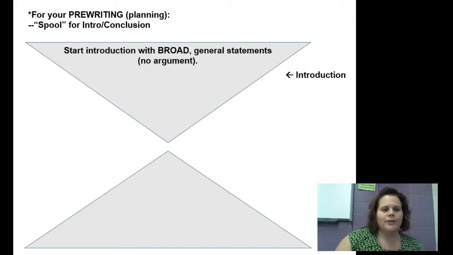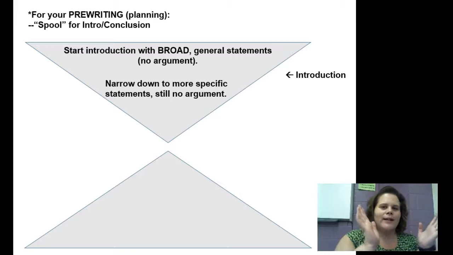So the first thing you want to do is start broad. This does not mean you talk about yourself. It doesn't mean you ask questions. You just make a general statement that nobody could disagree with. The point of an introduction is to draw in your reader. So you want to say something that nobody could disagree with.